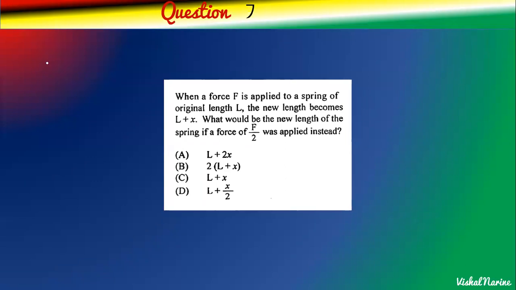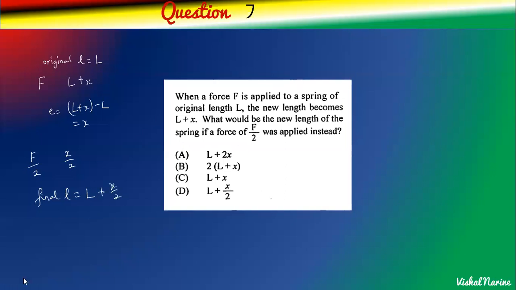So this question is saying that when we apply a force of F, we end up with a final length of L plus X. And the original length, the question tells you also, is equal to L. Therefore, the extension will equal L plus X minus L, which is equal to X. So basically, we have an extension of X. So if we halve the force, we expect that the extension is also going to be halved. So therefore, the final length will equal the original length plus the extension, which is X over 2. So the answer is going to be D, L plus X over 2.